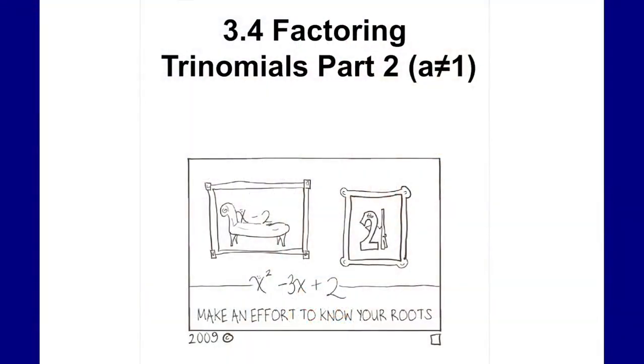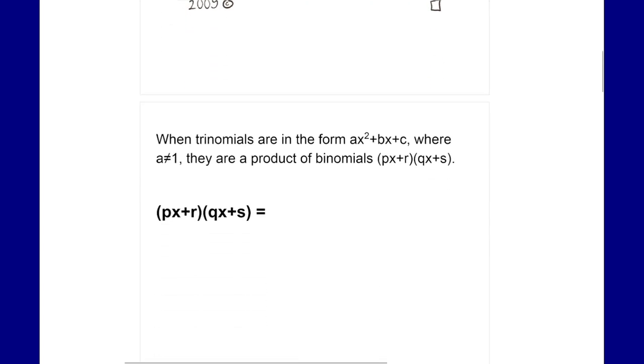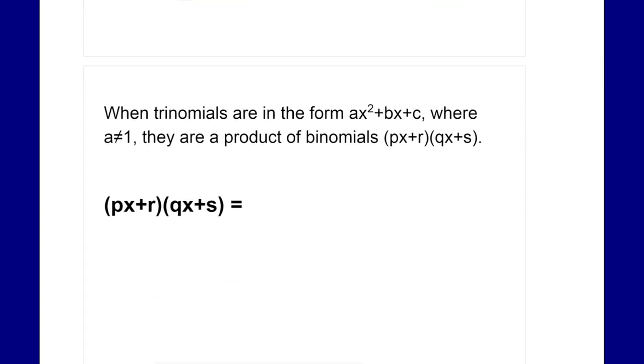In today's lesson, we are going to be looking at factoring trinomials part 2, when a does not equal 1. So this is going to be a different method to factoring a trinomial compared to what we learned previously, because we are going to be given a different kind of format. So when trinomials are in the form ax squared plus bx plus c, where a does not equal 1, they produce binomials that are px plus r times qx plus s.